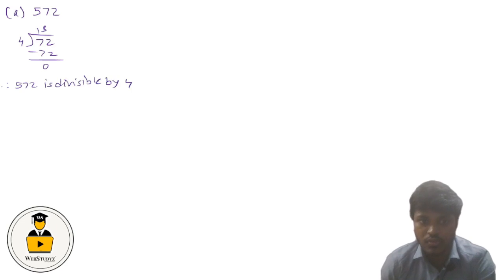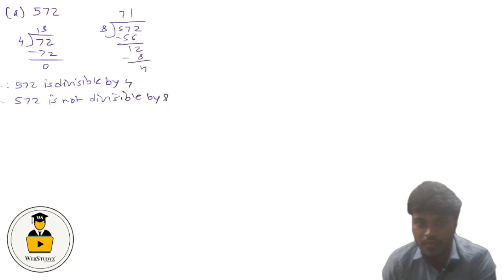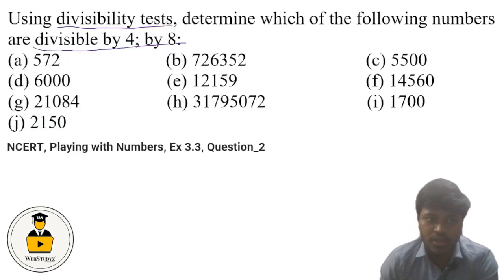Similarly, to check for divisibility by 8, we will consider the last three digits. So it will be 572. Now you know that 8 sevens are 56, so it will be 12. 8 ones are 8, so we are left with 4. So since it is not divisible by 8, since the last three digits are not divisible by 8, we can say that 572 is not divisible by 8.